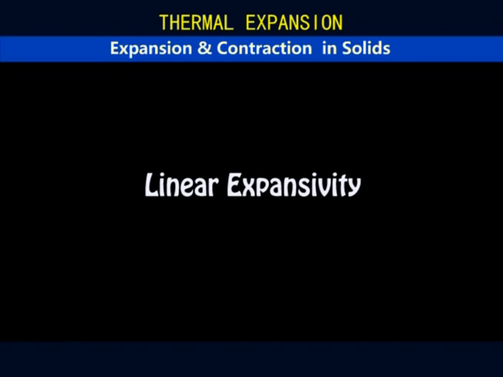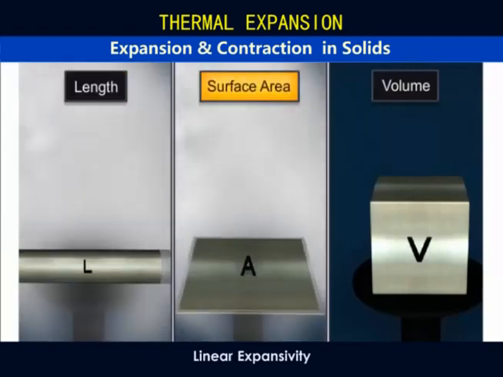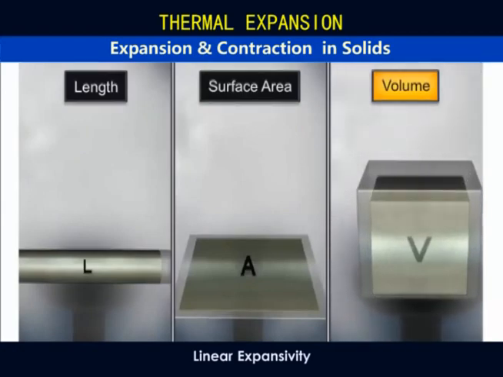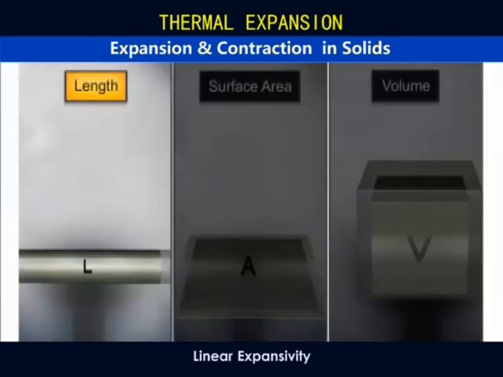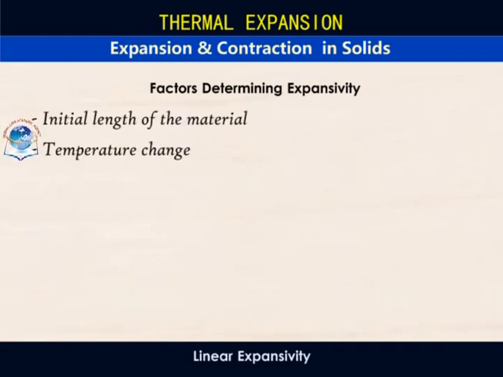Next, we talk about linear expansivity. Now, when the temperature of any object is increased, its length, surface area, and volume increase. Expansion along the length is called linear expansion. The expansion of a material depends on three things: the original length of the material, the temperature change, and of course the type of material.